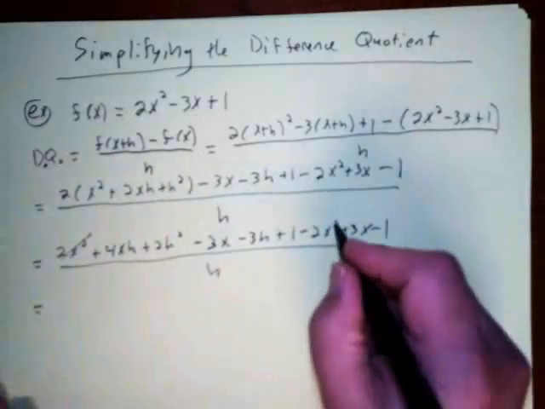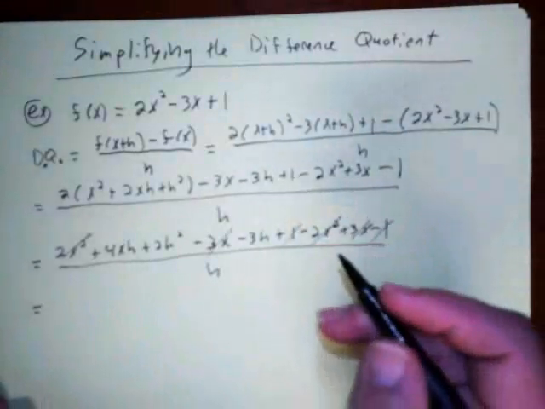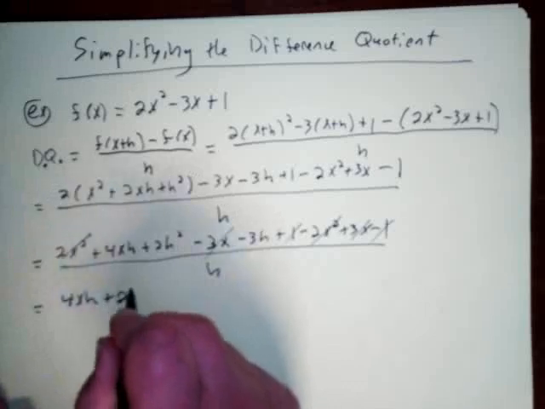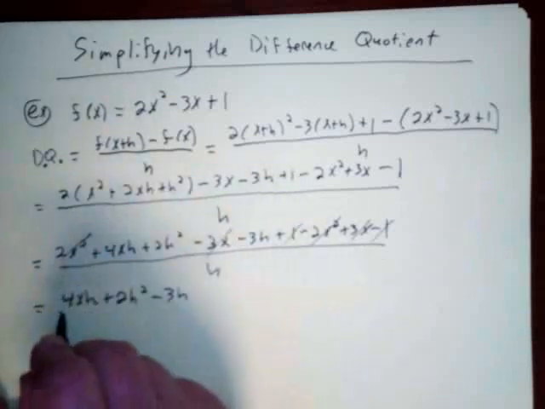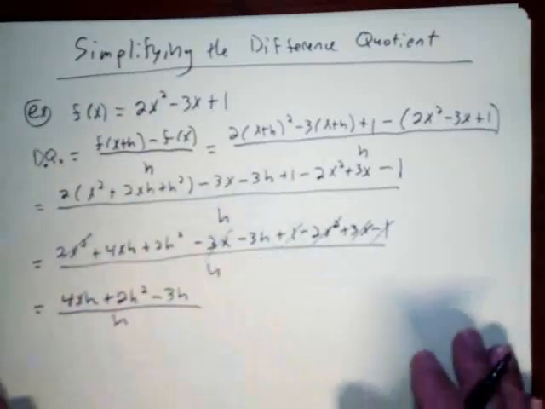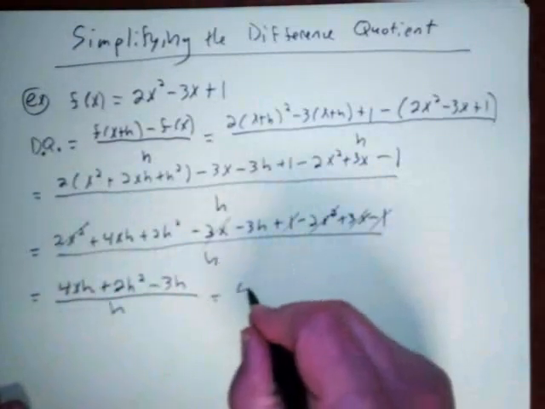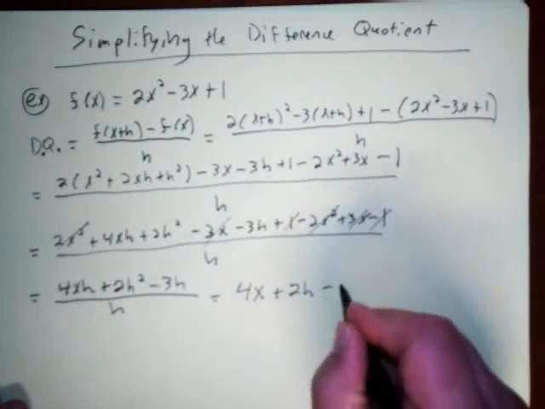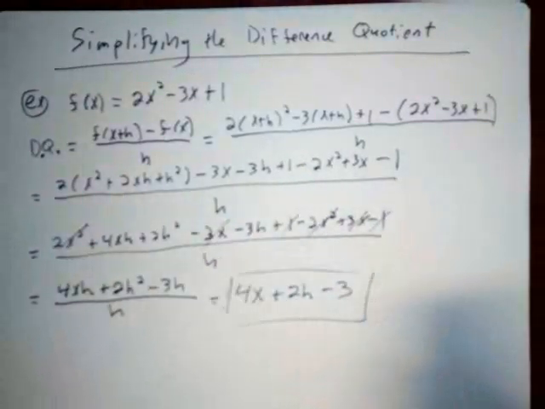So this one cancels out with this one, and this one cancels out with that one, and then this one cancels out with this one. So what I am left with is 4xh plus 2h squared minus 3h all over h. Okay, and then I could factor out an h and cancel it out, and I'm left with 4x plus 2h minus 3. Okay, and this is the value of the difference quotient.